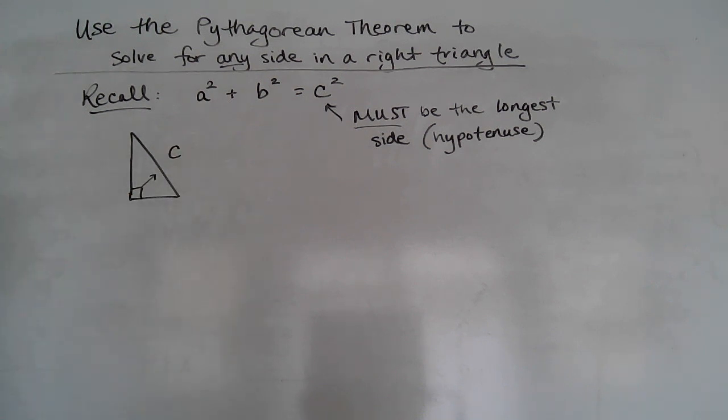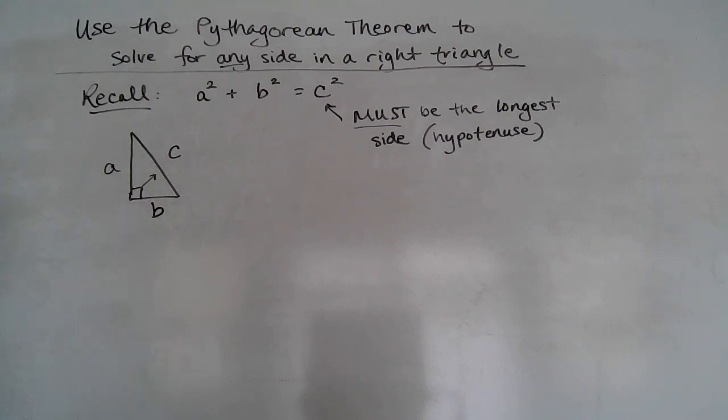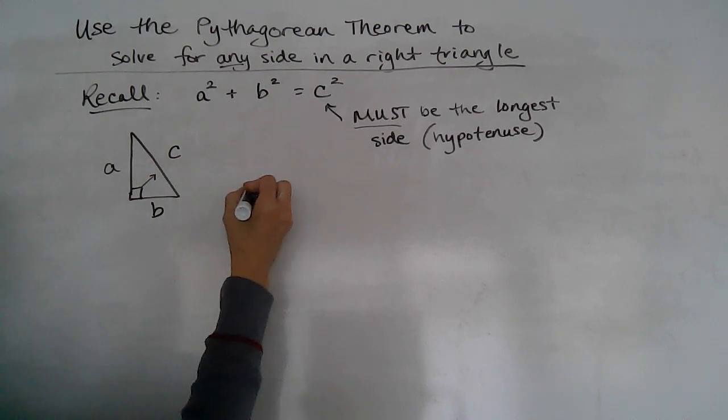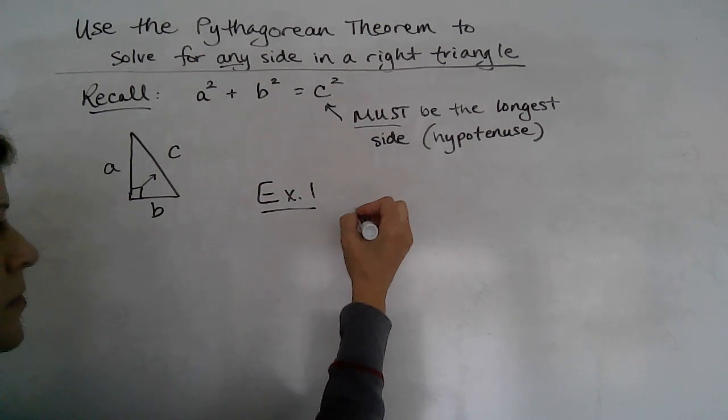The other two sides, as we mentioned, can be A or B. It really doesn't matter which side is which. They're interchangeable. C must be the longest side. So in the last video, all of our triangles ended up where C was the missing side. So just a quick reminder, let's go ahead and have one more of those to get you back into the Pythagorean theorem.